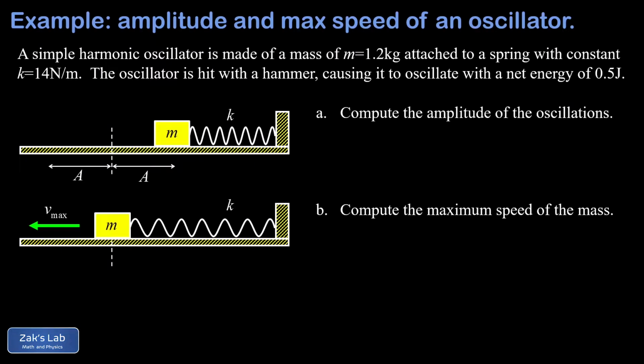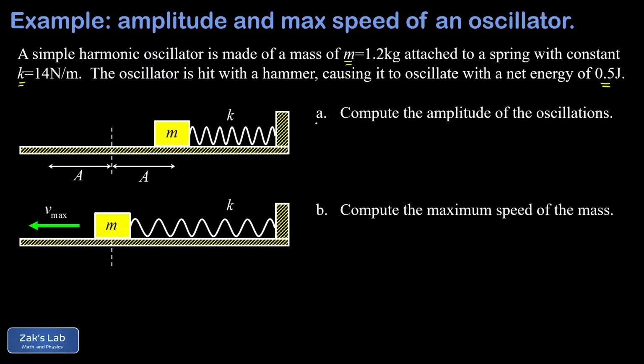In this problem, we're given a simple harmonic oscillator where the mass attached to the spring is 1.2 kilograms and the spring constant is given to us as 14 newtons per meter. And what we're given in this problem is a little bit unusual. We're told this thing is just whacked with a hammer and it ends up with 0.5 joules of total energy.